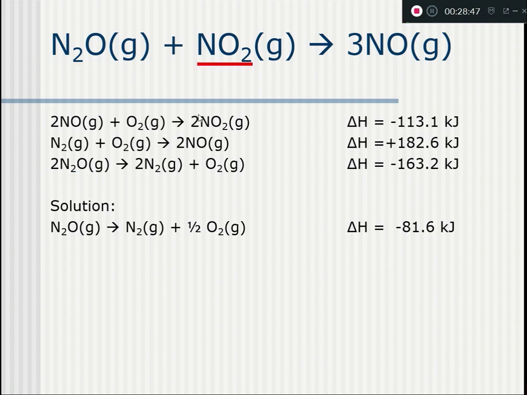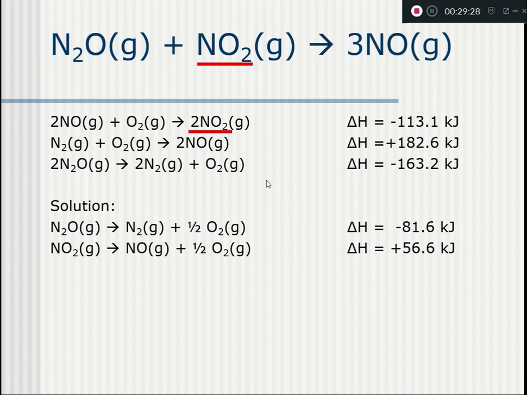Then I'm going to look at my next component, NO2. NO2 is in only one reaction. It's on the wrong side, and it has the wrong coefficient. So I'm going to have to flip the reaction, and I'm going to have to multiply everything by 1/2 or divide everything by 2. Same idea. NO2, flip it to the other side, NO to the product side, O2 to the product side, and divide everything by 2. Therefore, I have to flip the sign, goes from a negative to a positive, and I have to divide the number by 2, 56.6 kilojoules of energy.